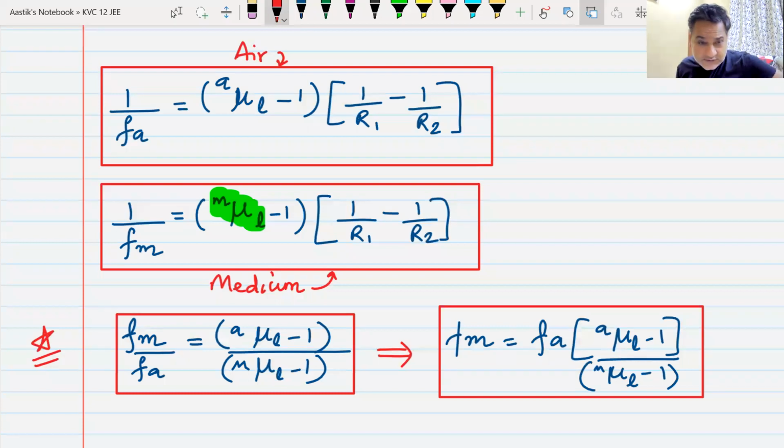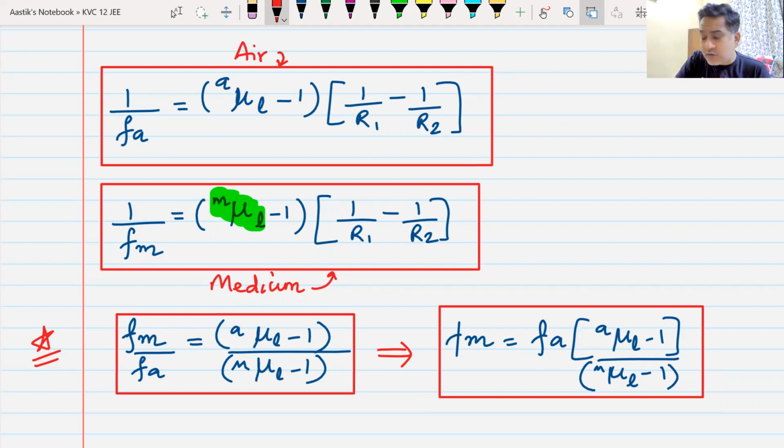So this is the same thing written in the form of how many times the focal length in the medium is the focal length in air. Do we understand this? Yes or no? Yes, sir. Yes, sir.